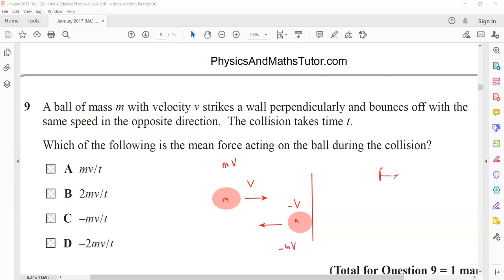And you need a force. Force is the change in momentum divided by time. So the change in momentum: the final momentum is minus mv, the initial momentum is mv, divided by time t. So minus mv minus mv divided by t, so it will be minus 2mv divided by t. So D is the correct answer. Is it clear? Yeah.